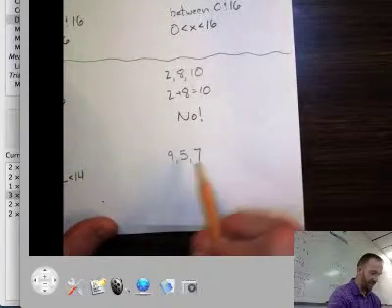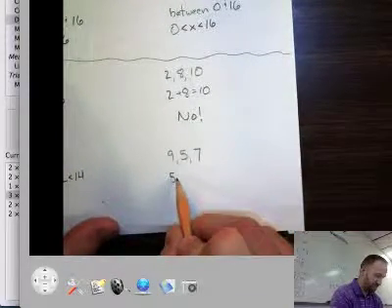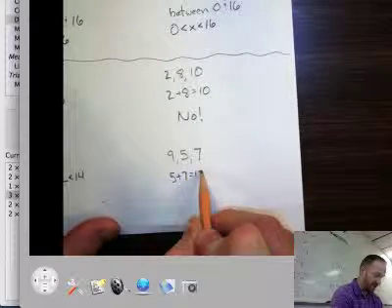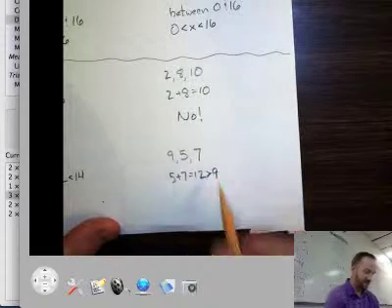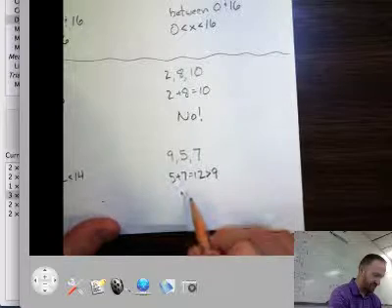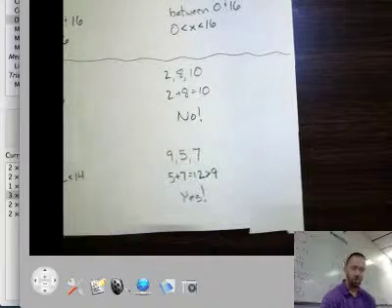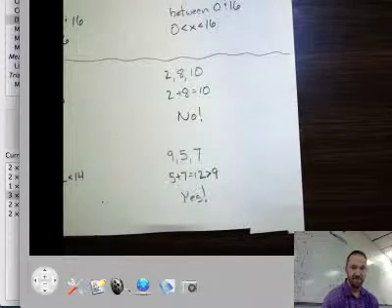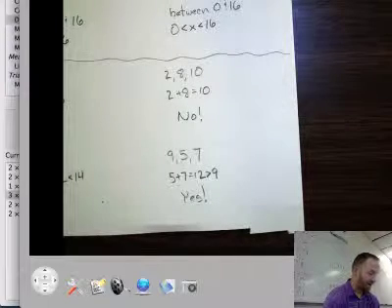Here's 9, 5, and 7. 5 and 7 are the smaller ones. 5 and 7 is 12. And that is bigger than 9. That is greater than 9, so the answer is yes. You can make a triangle with sides that are 9, 5, and 7. And again, that's called the triangle inequality.